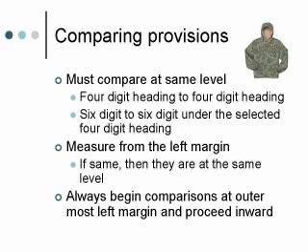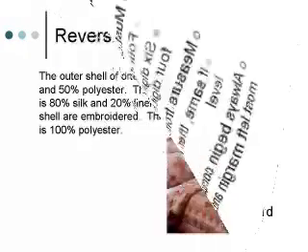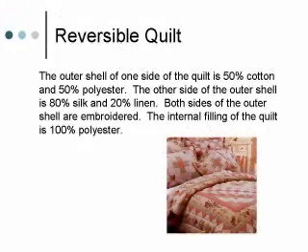What makes this difficult is that not all descriptions are opposite tariff numbers. Sometimes you have to measure their distance from the left margin for comparison purposes. If the 2 provisions you are comparing are equal in distance, they are at the same level. When classifying, always start at the outermost left margin and proceed inward. Let's illustrate this by classifying a reversible quilt.